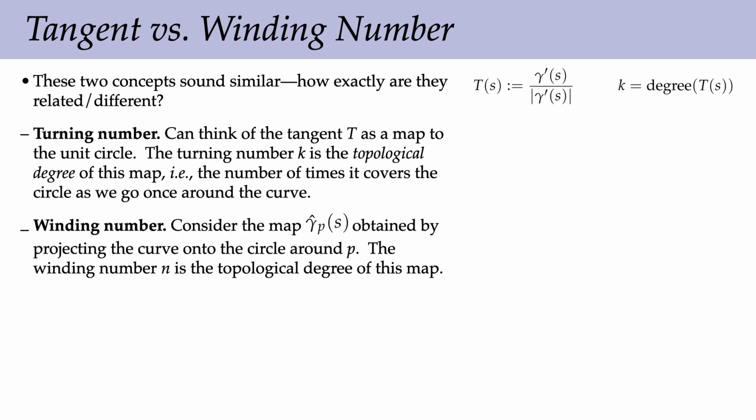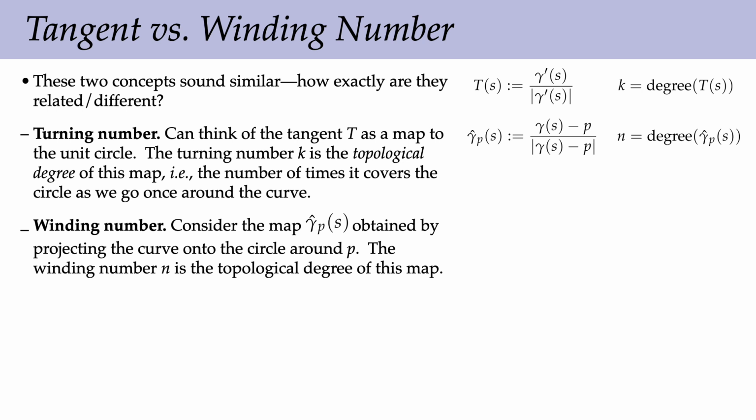Similarly, for the winding number, we could think about the map, which I'll call gamma hat sub p, obtained by projecting the curve onto the circle around p. We could write that like this: gamma at s minus p divided by the norm of gamma at s minus p. That's always going to be a unit vector, so we can think of it as a point on the unit circle. The winding number is then the topological degree of this map. How many times does gamma hat go around the circle?